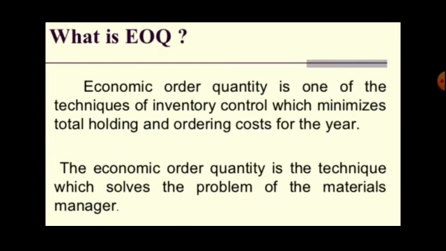EOQ, that is economic ordering quantity, is a tool that is related directly to inventory. The economic ordering quantity is one of the techniques to control inventory, which will minimize the holding and ordering cost. It will give the solution to how to manage the materials and make sure the firm knows at what level or point the order is to be placed.